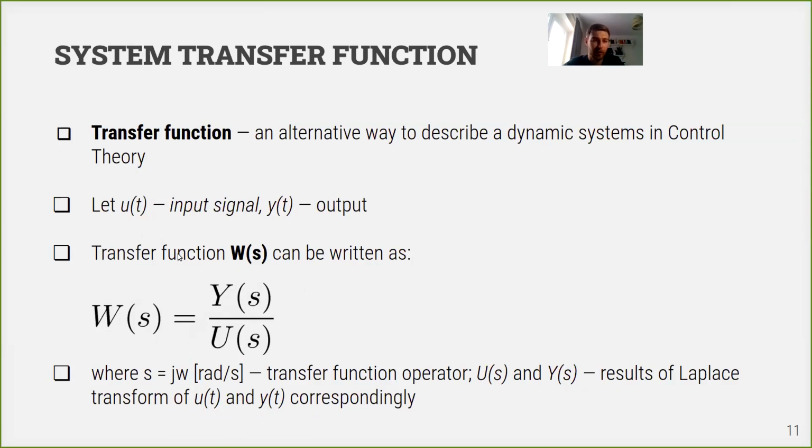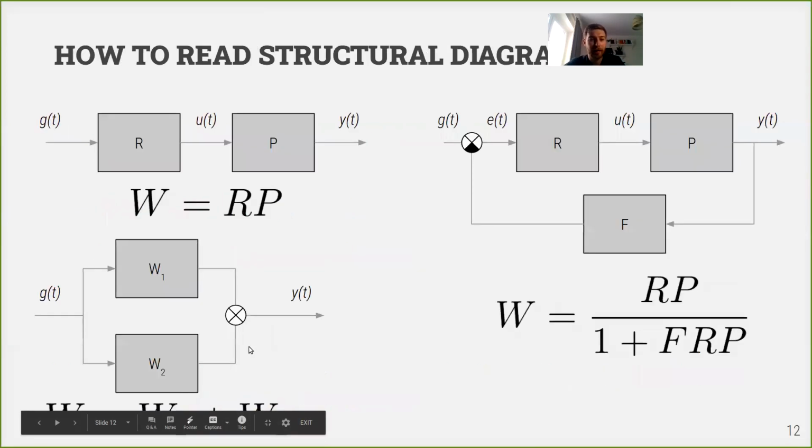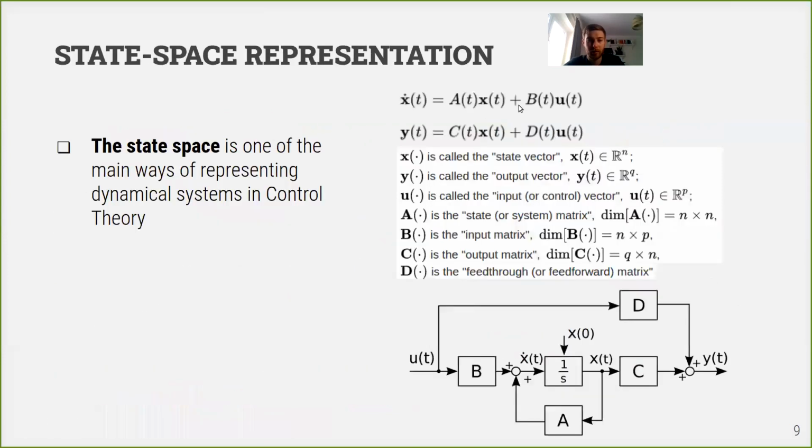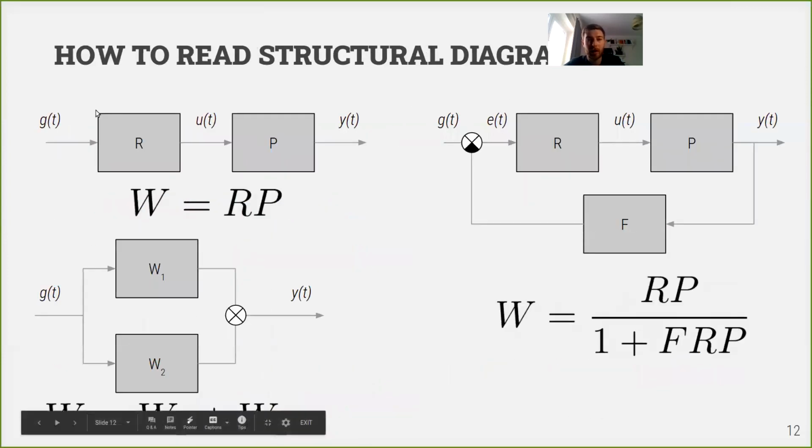This is how it is usually used in real control problems. Just for now, we know that the transfer function is a division of output over input. And this transformation gives us a way to represent any system in structural diagrams. You have seen already we used it here, but there are some rules for how you read the structural diagrams if you see them in scientific papers or in books.